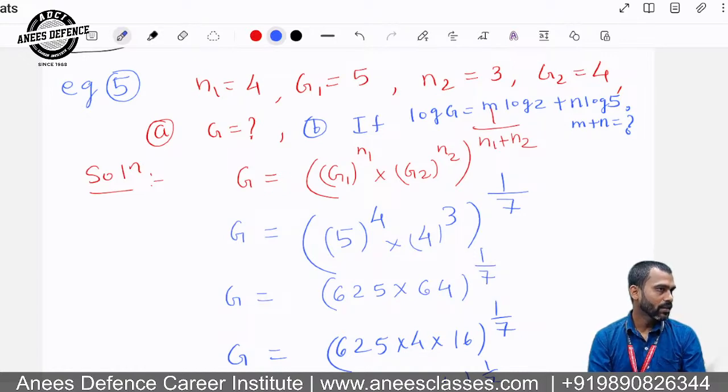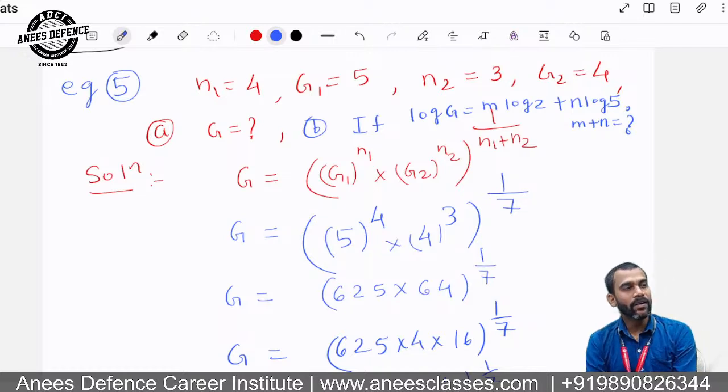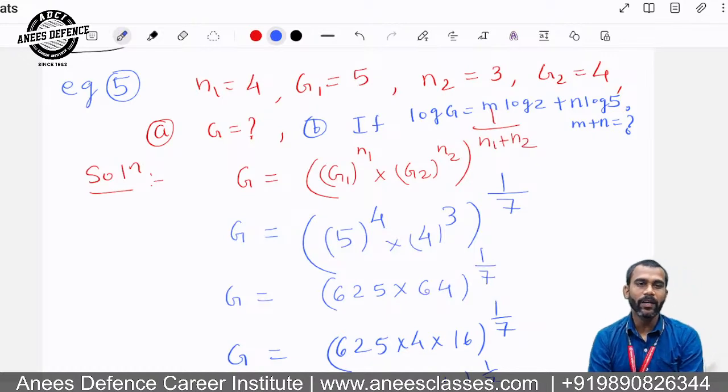What is GIF? GIF of any real number is nothing but the integer which is just less than that number or equal to it. So 10 by 7 is just greater than 1. So GIF will be 1.